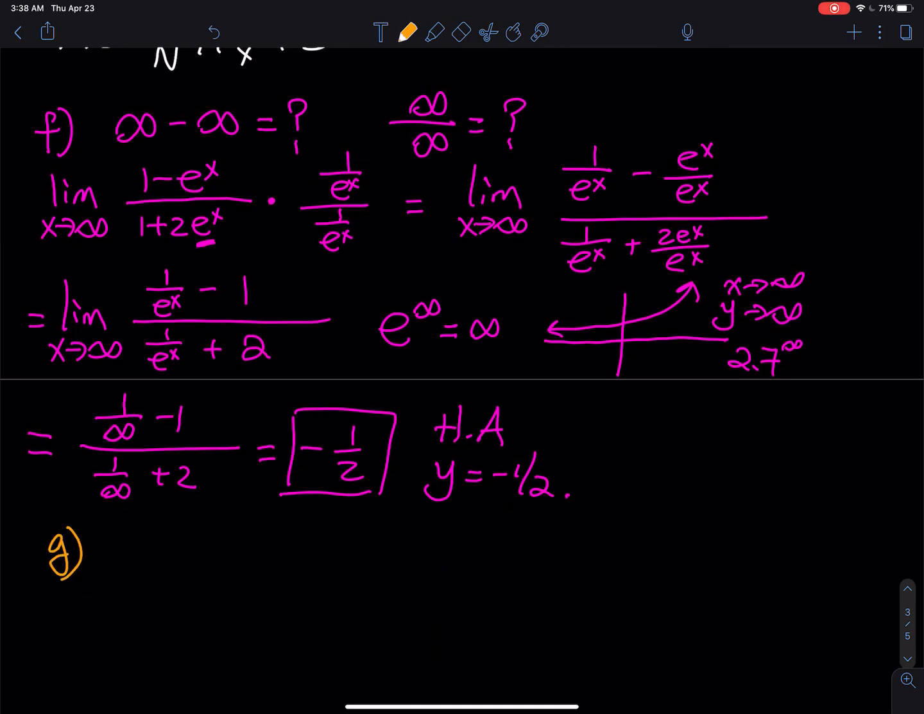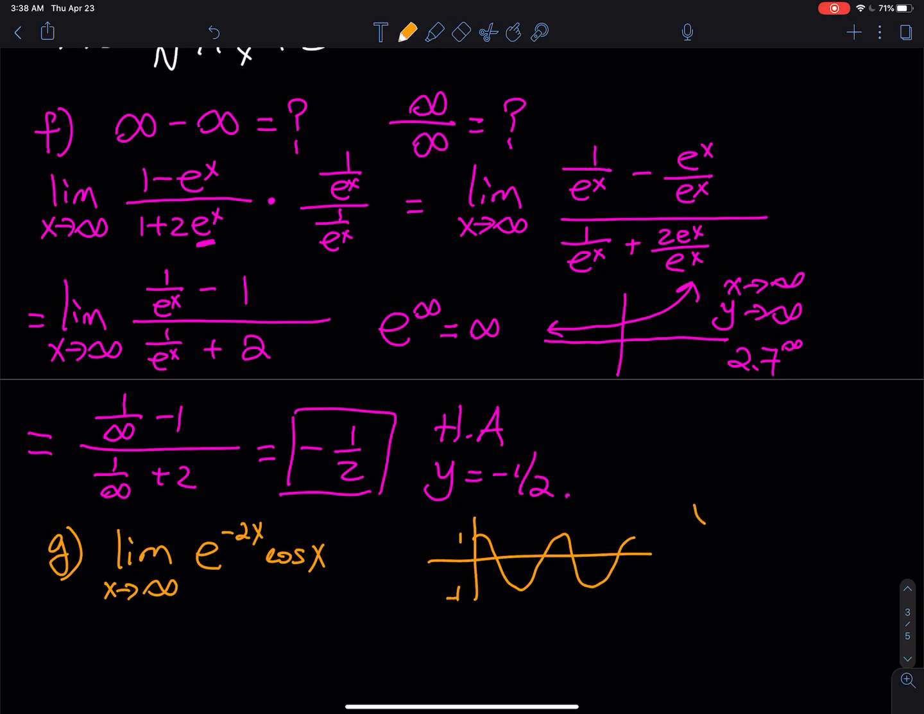So part G, we have a cosine. So limit as x approaches infinity, we have e to the negative 2x cosine x. So every time you see a sine or a cosine in the function, what do you use? You use the squeeze theorem, right? Because for cosine x, this is the graph of cosine, bouncing between 1 and negative 1. So as x goes to infinity, cosine of infinity, I cannot determine this. I have to use something else to help me.